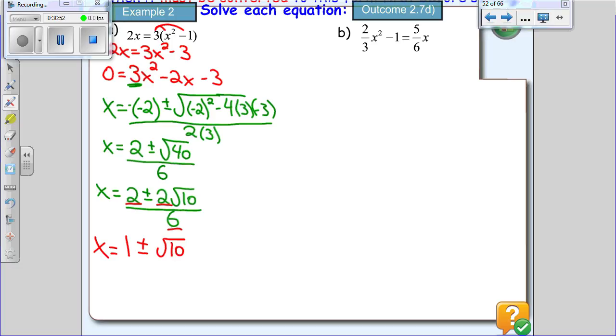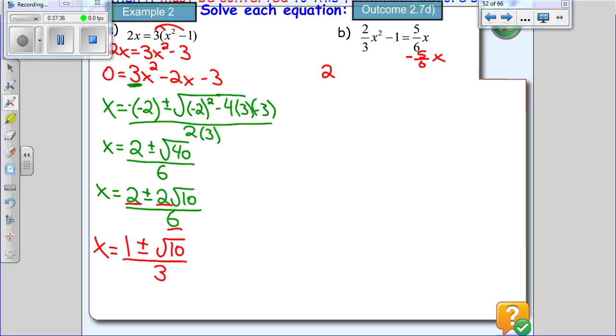All right, we're going to do B, unless there's any questions on A. If we move on to B, we look at this thing. Why is that not something I can solve right now? Fractions make it hard. Why else? Not equal to 0. You have to be equal to 0. To make this thing equal to 0, I'm going to subtract 5 over 6x from both sides. So I'm going to have 2 over 3x squared minus 5 over 6x minus 1 equals 0.